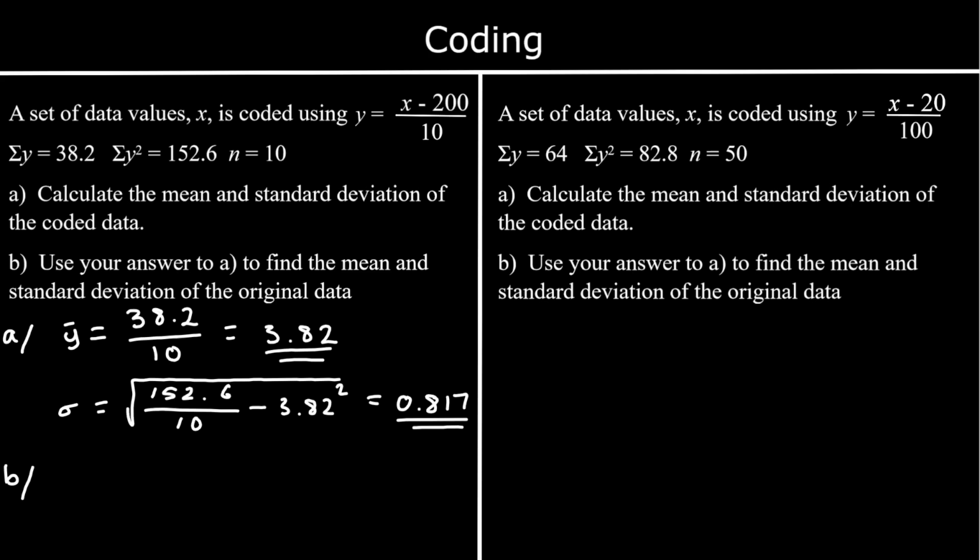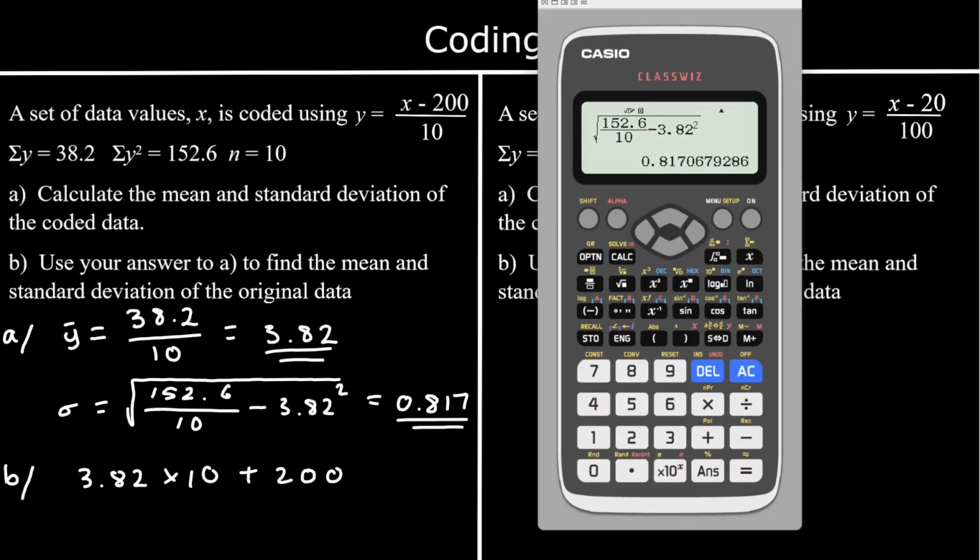So for our mean, for our x bar, we need to undo the coding. We had 3.82, we need to undo the coding. So we're going to times it by 10, and then add 200.